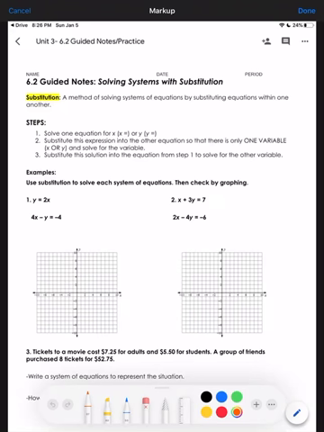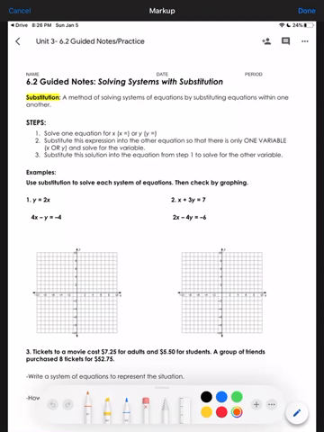Once we have that variable by itself, and we have an x equals or a y equals expression, we're going to substitute that expression into the other equation so that there is only one variable, x or y, and we're going to solve for the variable. So we're substituting one expression into another equation in order to solve for a single variable. Then in step 3, we substitute this solution into the equation from step 1 to solve for the other variable. This will make a lot more sense as we work through some examples.